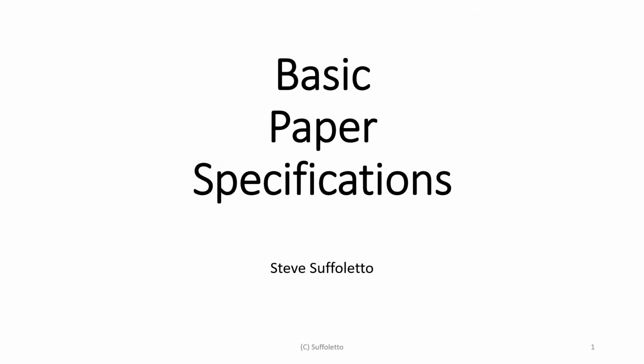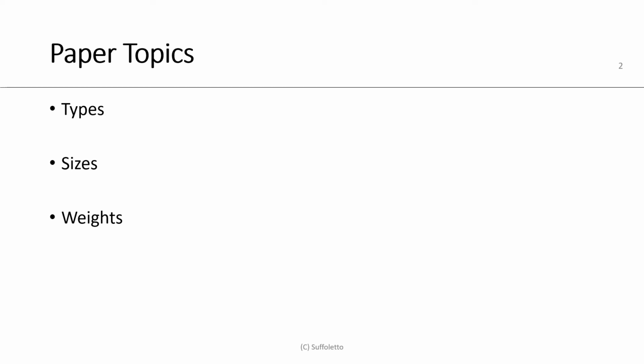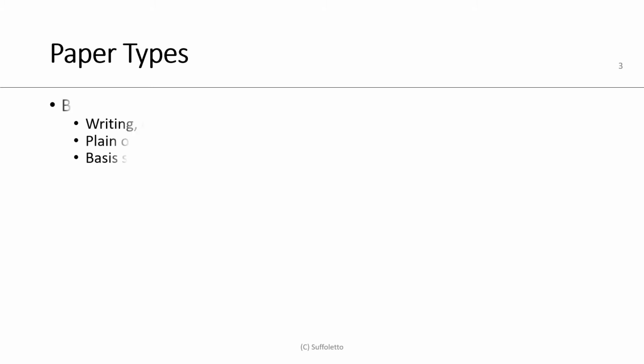I'd like to spend the next few minutes with you talking about the basics of paper specifications. My intended audience here is for beginners or novice people, so my scope is going to be very basic and introductory. The three topics I want to discuss are types of papers, the different sizes of papers, and the weights of papers. When it comes to paper types, there's basically just three.